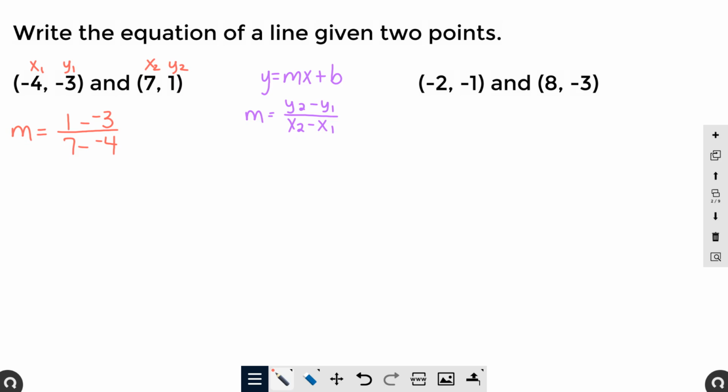And then we simplify as much as possible. What's 1 minus -3? And what's 7 minus -4? Good. Whatever you have here for slope, you always want to reduce it as much as possible. Can I reduce 4 over 11? Nope. But maybe make yourself a note. Always reduce slope. So you want to always reduce your slope.